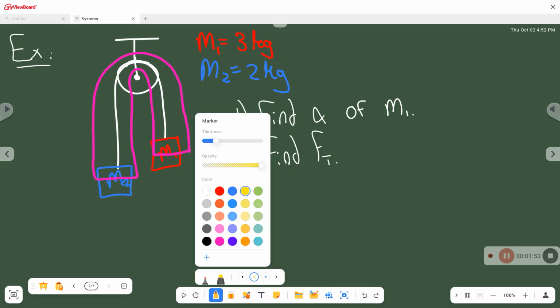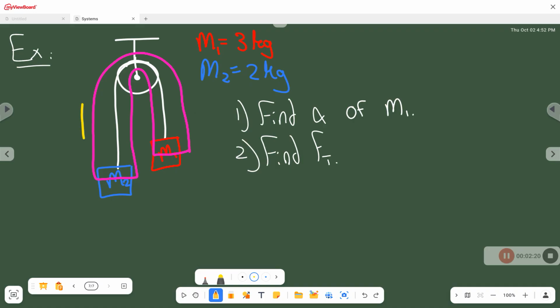we're just going to pick a new positive direction. So what I mean here is I'm just going to change up those positive and negative axes. We said that we could do that if it came in handy, and we're going to do that right now. I'm going to set the positive direction as the direction that M1 is going in, meaning that this is the positive direction.